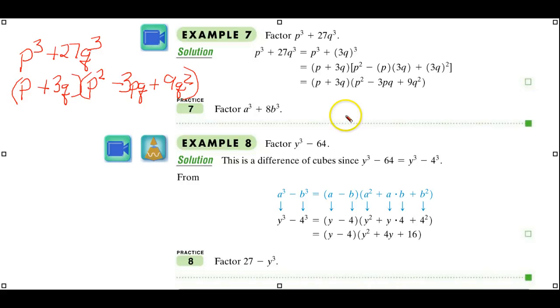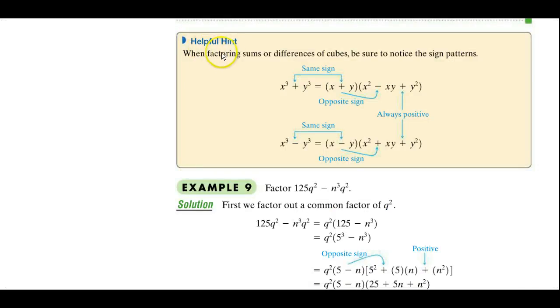And for this one, parenthesis for 2, parenthesis for 3. This sign right there, opposite sign there. Cube root of this, y. Cube root of this, 4. Square this, y squared. Multiply these together, 4y. Square this, plus 16. Now, here they are giving us the helpful hint. In fact, that's probably where I got my little recipe.